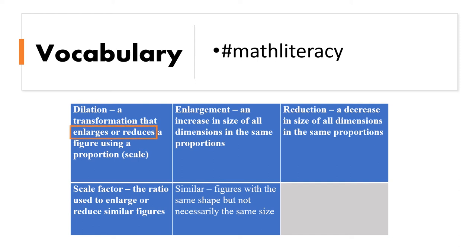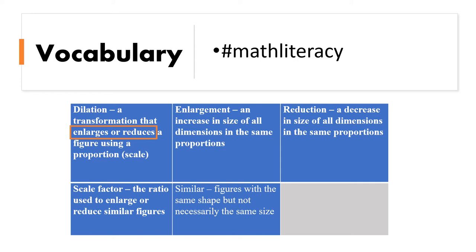So for me, when I think about my transformations, we have rotations, reflections, translations. They do not change size or shape. However, a dilation enlarges or reduces a figure. So now our figures are no longer staying congruent.